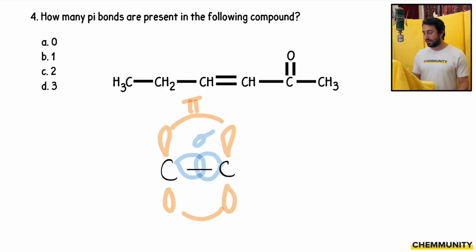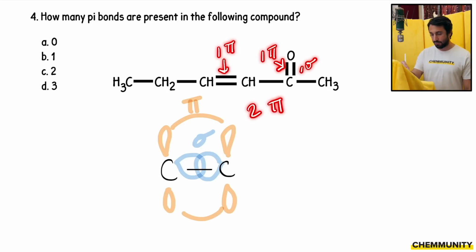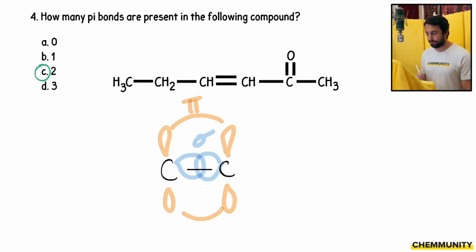Given that every single double bond is 1 sigma bond and 1 pi bond, that means we have 1 pi bond there for that first double bond, and then over here for the carbonyl, again we have a sigma bond between the carbon and the oxygen, and then that second bond is a pi bond. So we have 2 pi bonds total, and so the answer is C, 2.